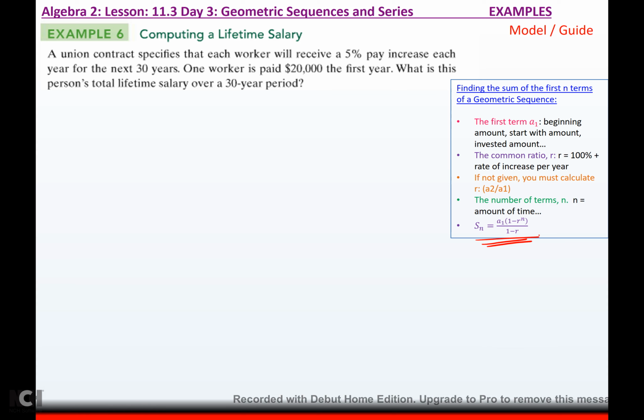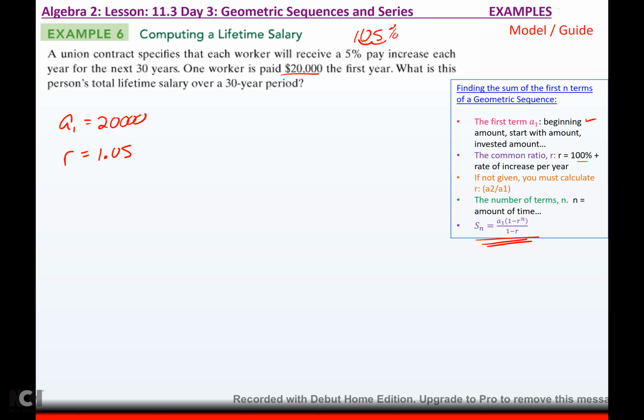Okay, so let's see. The first term is 20,000. The common ratio is 100% plus the rate of increase, so we're going to have 105%. He's going to get paid not just his 100%, but his 100% plus an extra 5%. That's what increasing your pay is. So my common ratio is going to be 1.05 if you write it as a decimal.